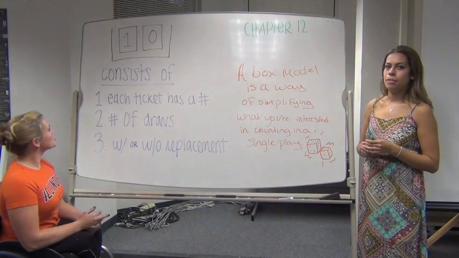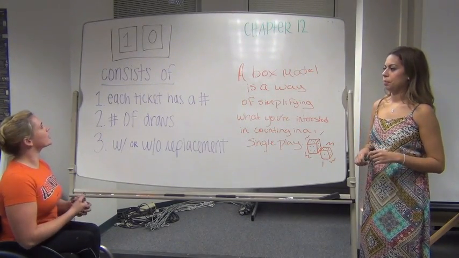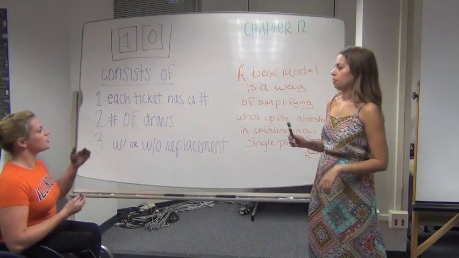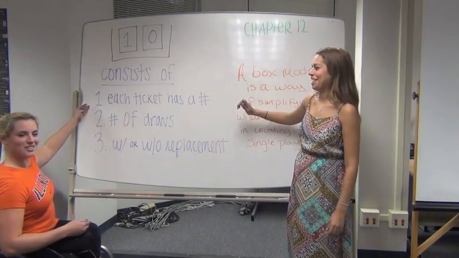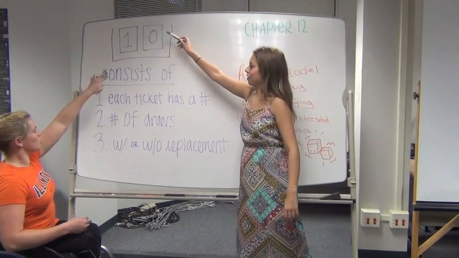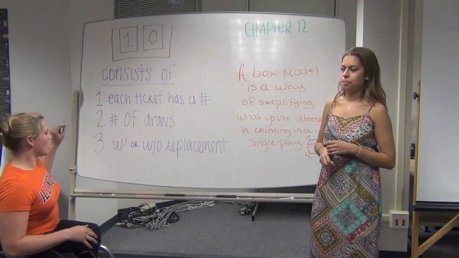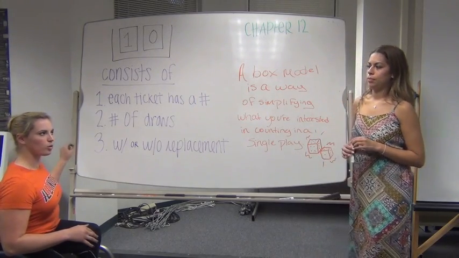So first of all, if you're looking at the factors of your box model, it's going to consist of three things. Each ticket is going to have a number on it. You've got to have a specific number of draws, and it has to be determined if it is with or without replacement.